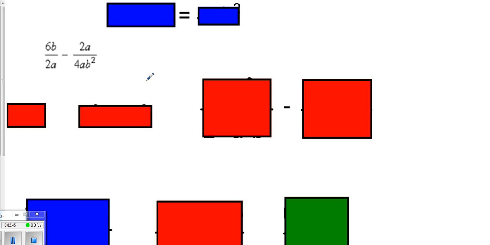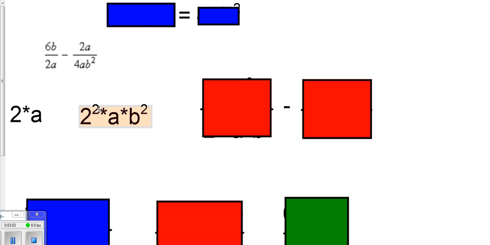Let's look at another example then. We have 6b over 2a minus 2a over 4ab squared. Like before with our addition problems, let's look at all of our denominators. 2a is 2 times a. 4ab squared makes 2 squared, because 4 is 2 squared, 2 times 2, times a, there's our a, times b squared. So we have these three bases, 2, a and b. This one just has 2 and a.